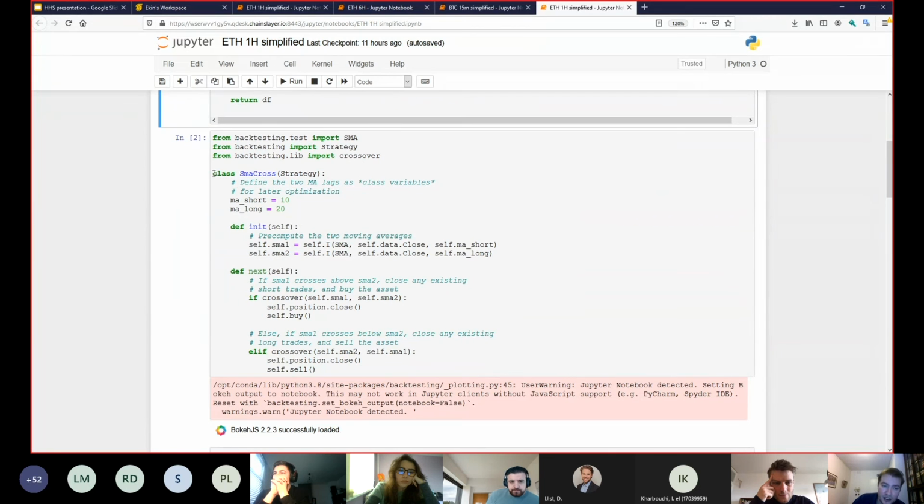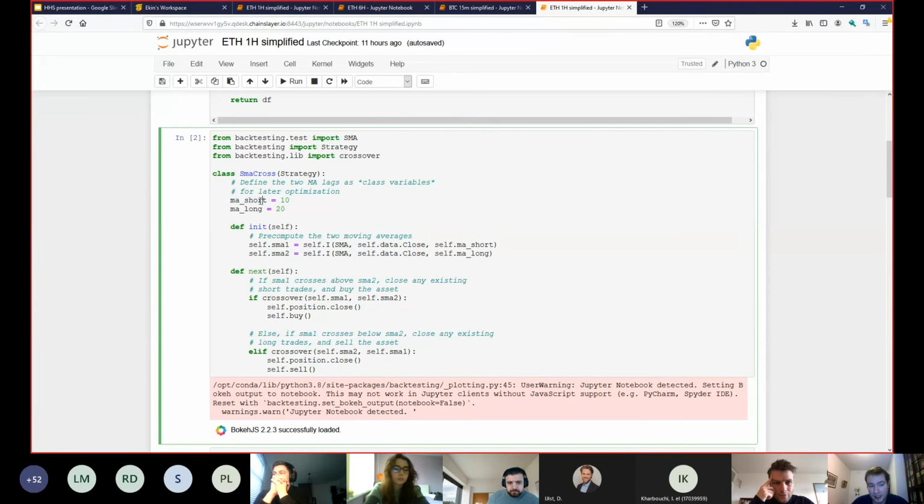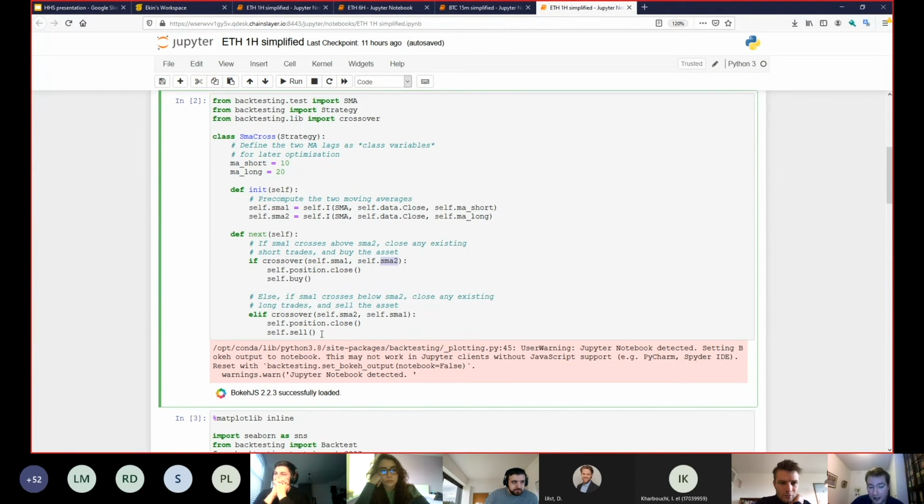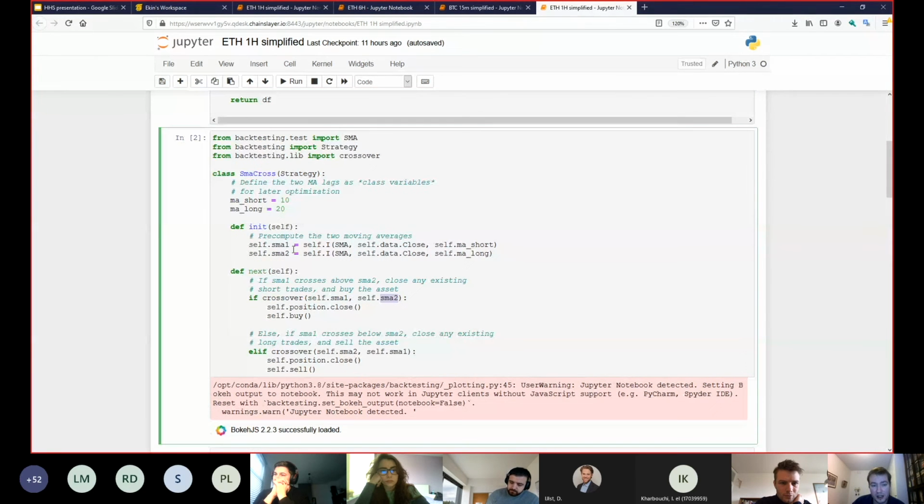Strategy creation is quite simple, but you do need to know Python. We have a short moving average, we have a long moving average, and we define how these interact. We're basically saying if there is a crossover of the first moving average over the second moving average, in a way that the first grows above the second, then we're going to be buying, and in the other case we're going to be selling. So this is on the code level what we just talked about.